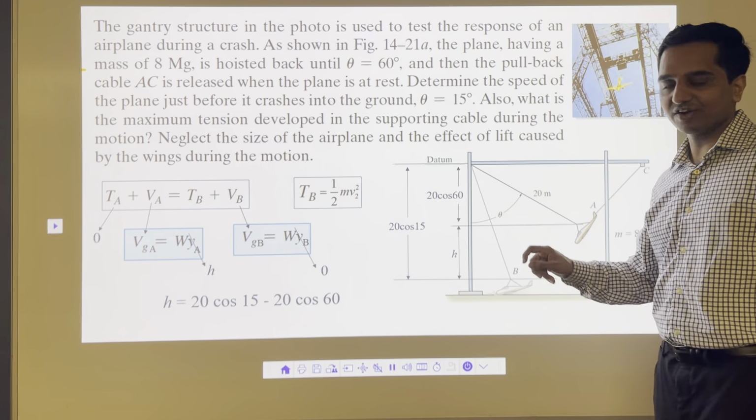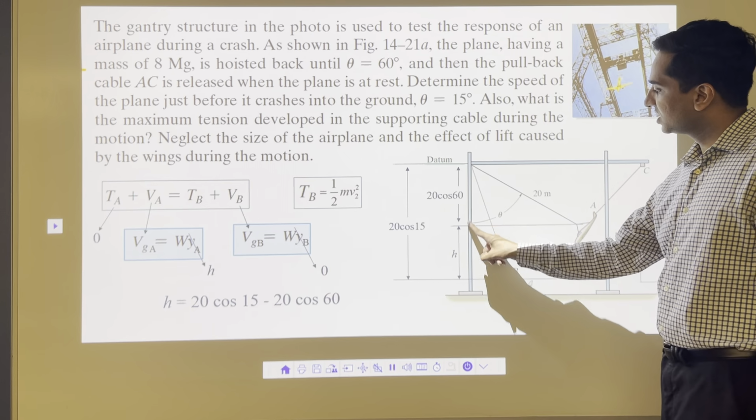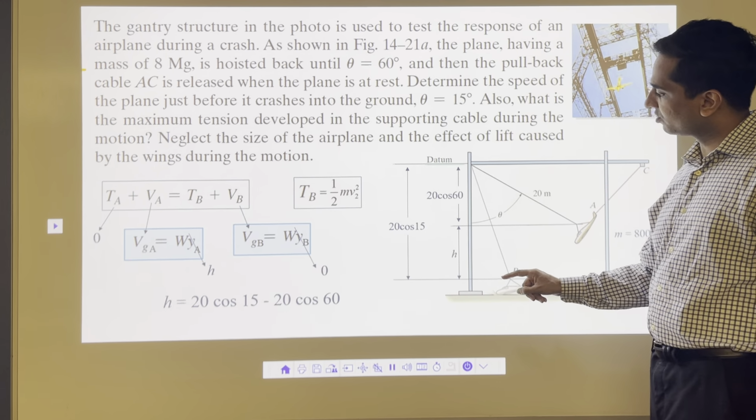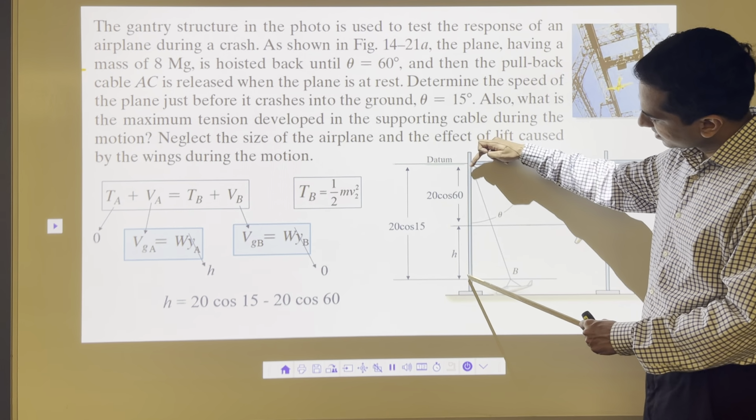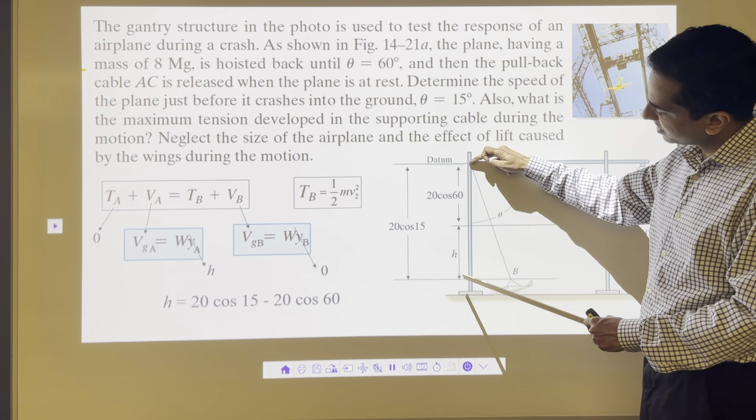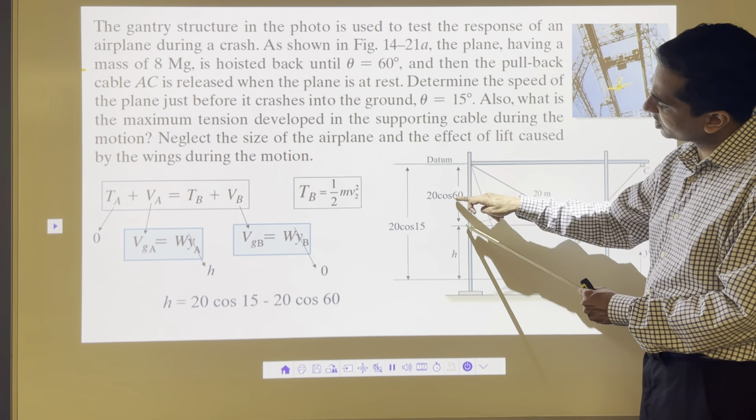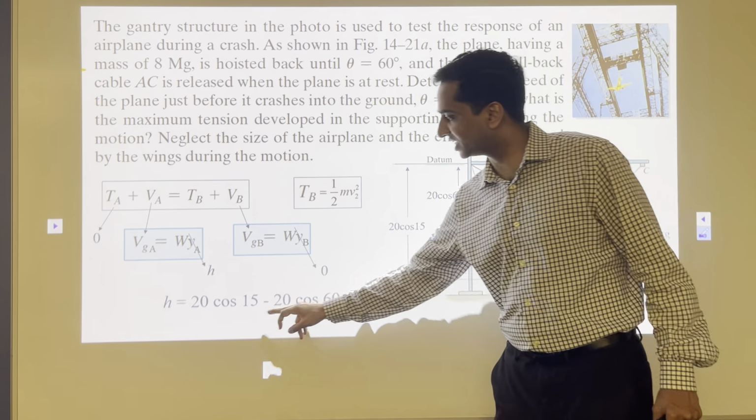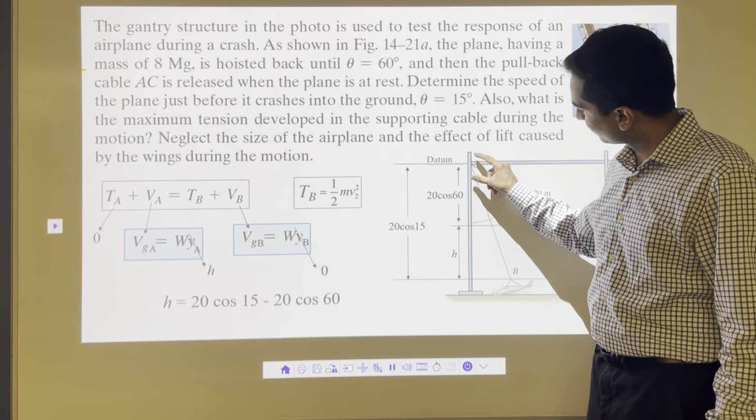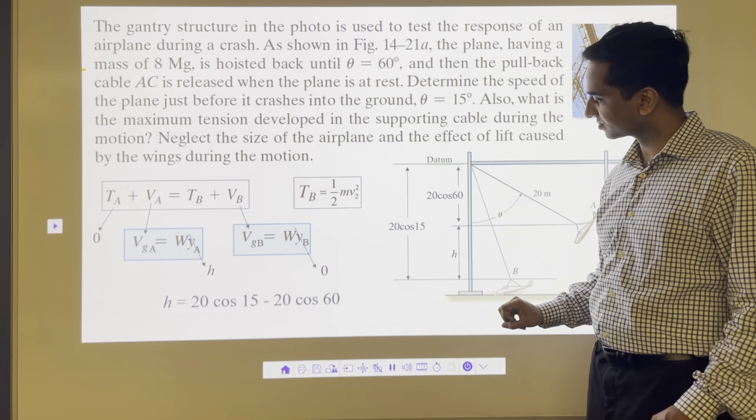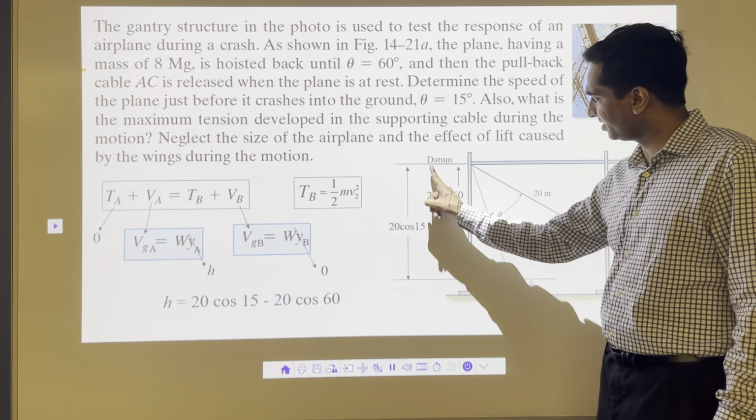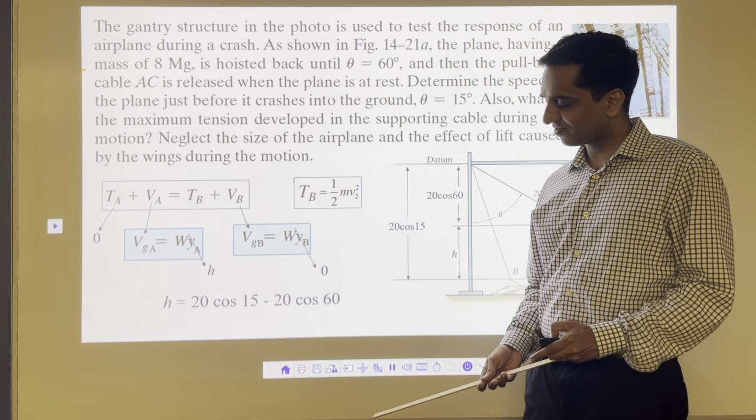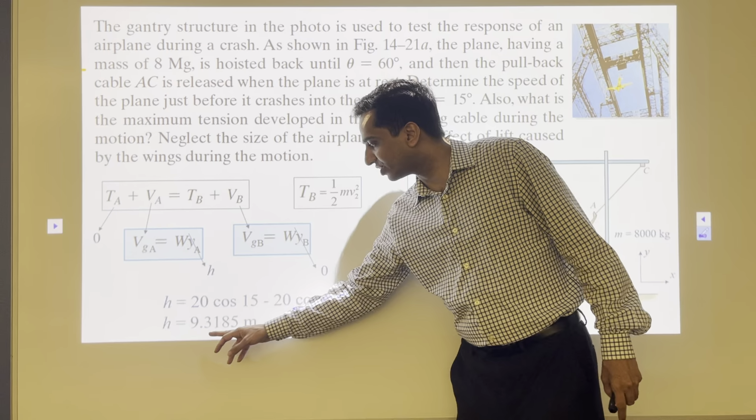To calculate this height, we are going to use these two right angle triangles. Using trigonometry, this side is 20 cos 60, and this side is subtracted from this large side. So h is this minus this. I'll get 20 cos 15 minus 20 cos 60, and finally the total height is 9.3 meters.